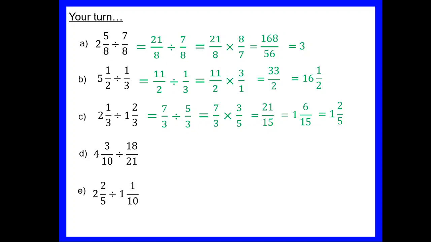Our next one then, 43 over 10 divided by 18 over 21. Keep, swap, flip. Now we've got some quite big numbers here. So again, you might want to check these with your calculator to make sure.